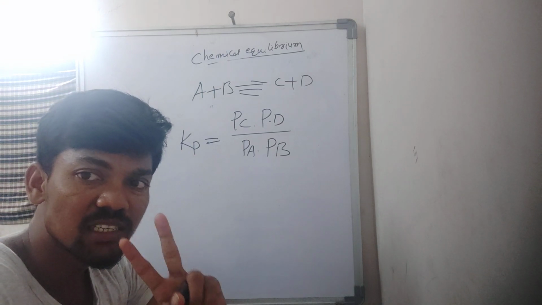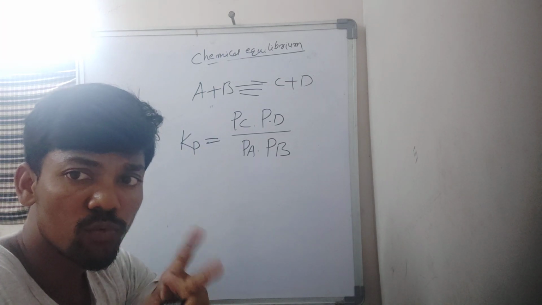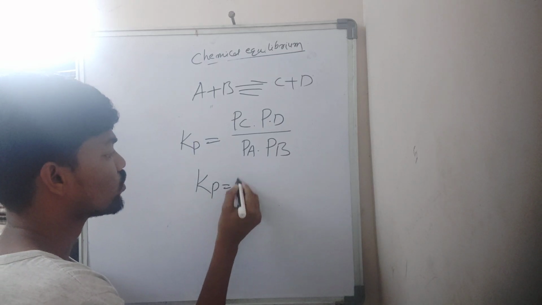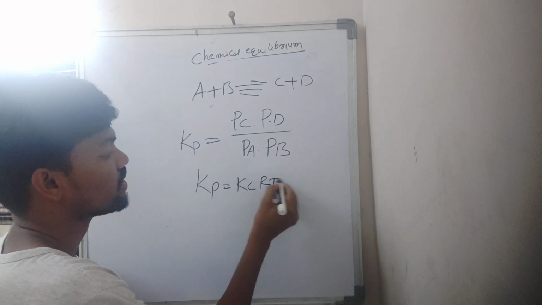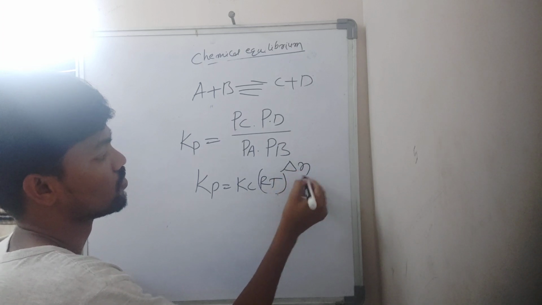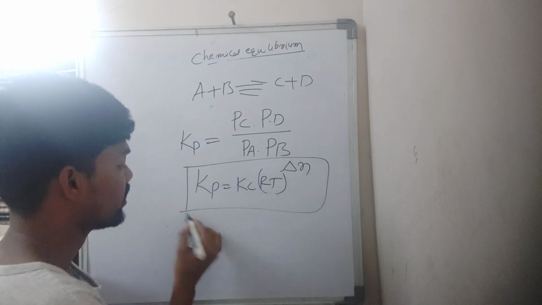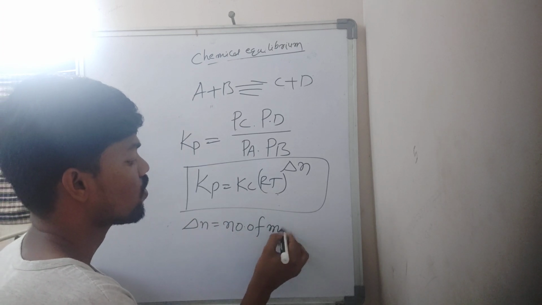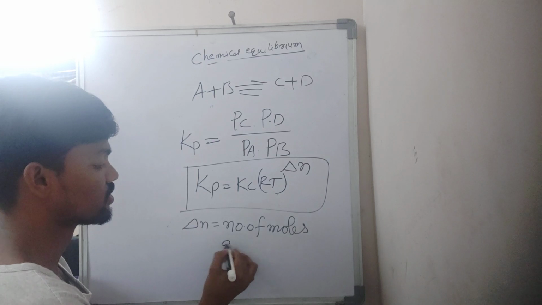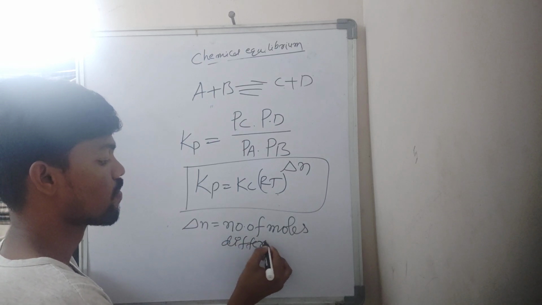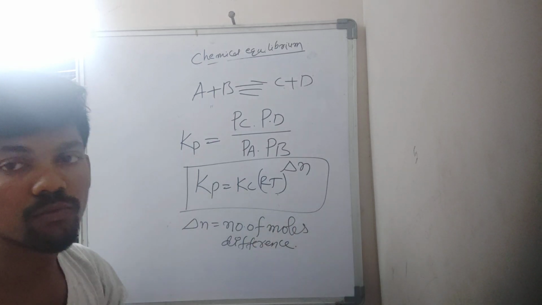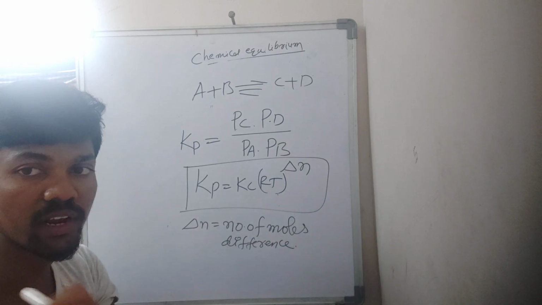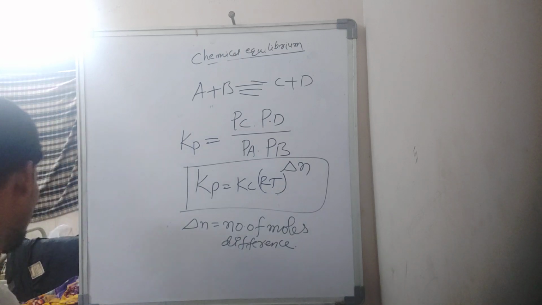So there is a relation between Kp and Kc. How can you find out the Kp and Kc relation? So Kp is equal to Kc (RT) to the power delta n, okay. Here delta n is the difference in number of moles. So how can you find out the number of moles? I will give you one example.